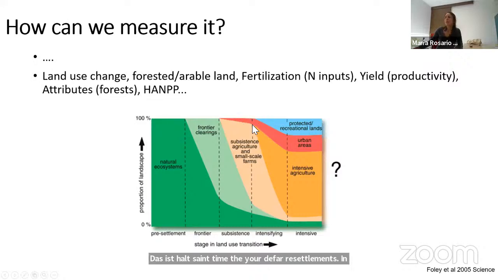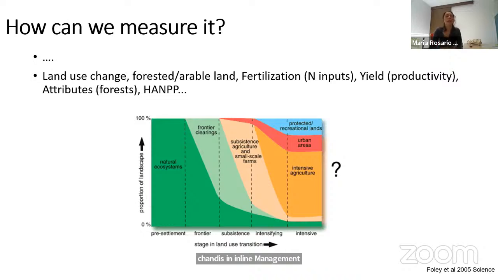And then there was a period of increasing and very accelerated development of agriculture, intensive agriculture. And currently we can consider that we are in a time where we have a small proportion of natural ecosystems, also a very small proportion of subsistence agriculture and small-scale farms, and a large part of our landscape is dedicated to intensive agriculture. There are also, of course, urban areas and some protected or recreational land. So this is a way of assessing changes in land management and land use intensification.